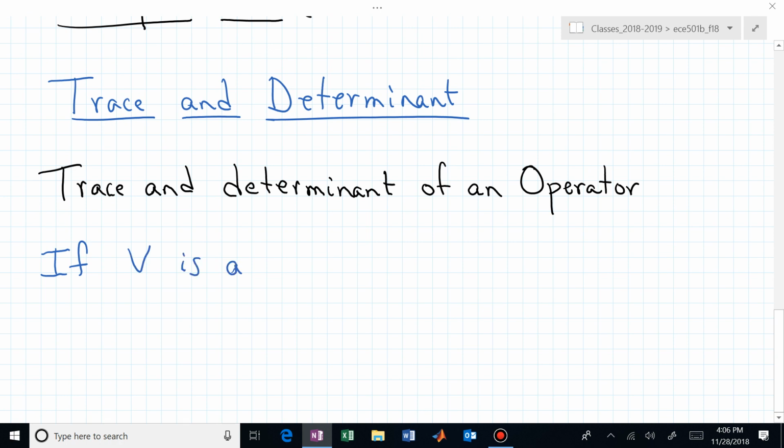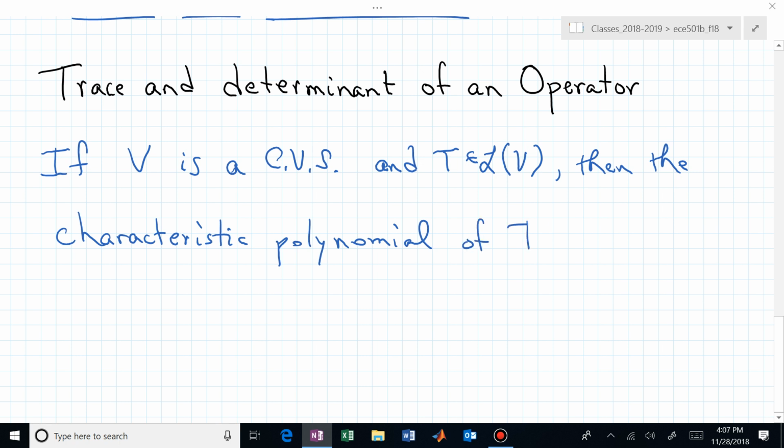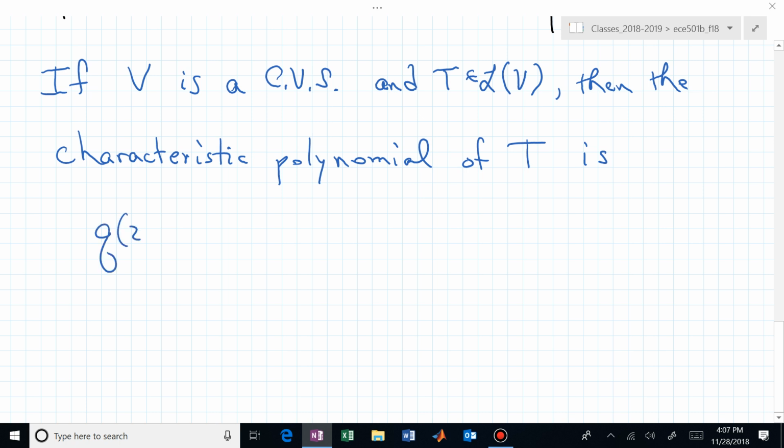So if V is a complex vector space, not CVS, but C.V.S., and T is a linear operator on that vector space, then we can define the characteristic polynomial to be Q of Z is equal to Z minus lambda 1 with a power of, on that factor, D sub 1, and we've talked about what these D sub j's mean.